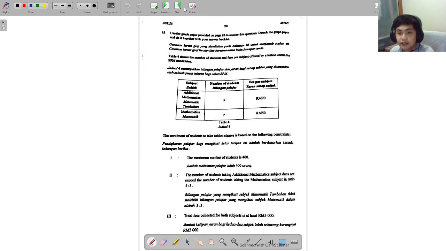So last question, 15. Again, this is a graph question, so I will not be drawing the graph, but I'll be showing you how to solve it.